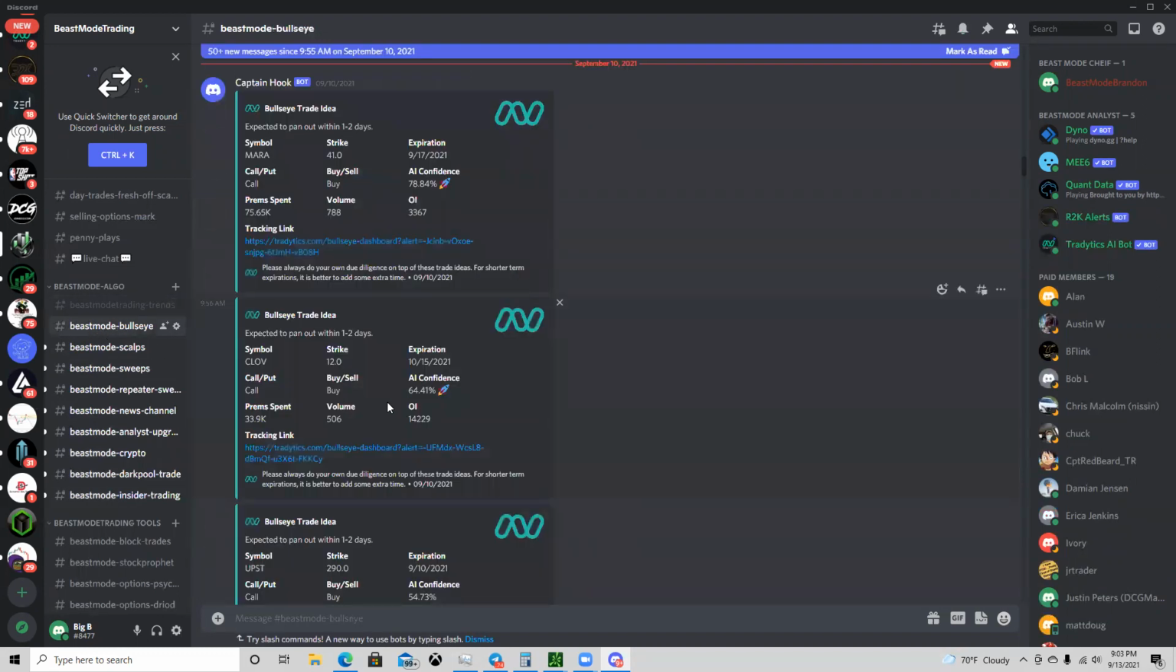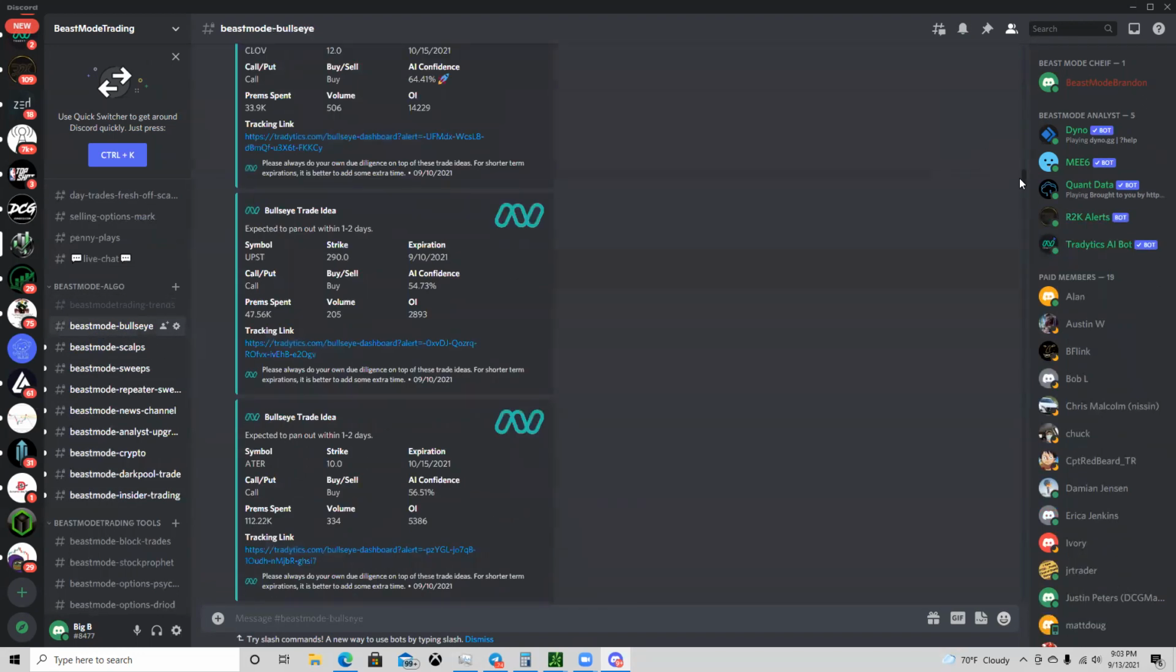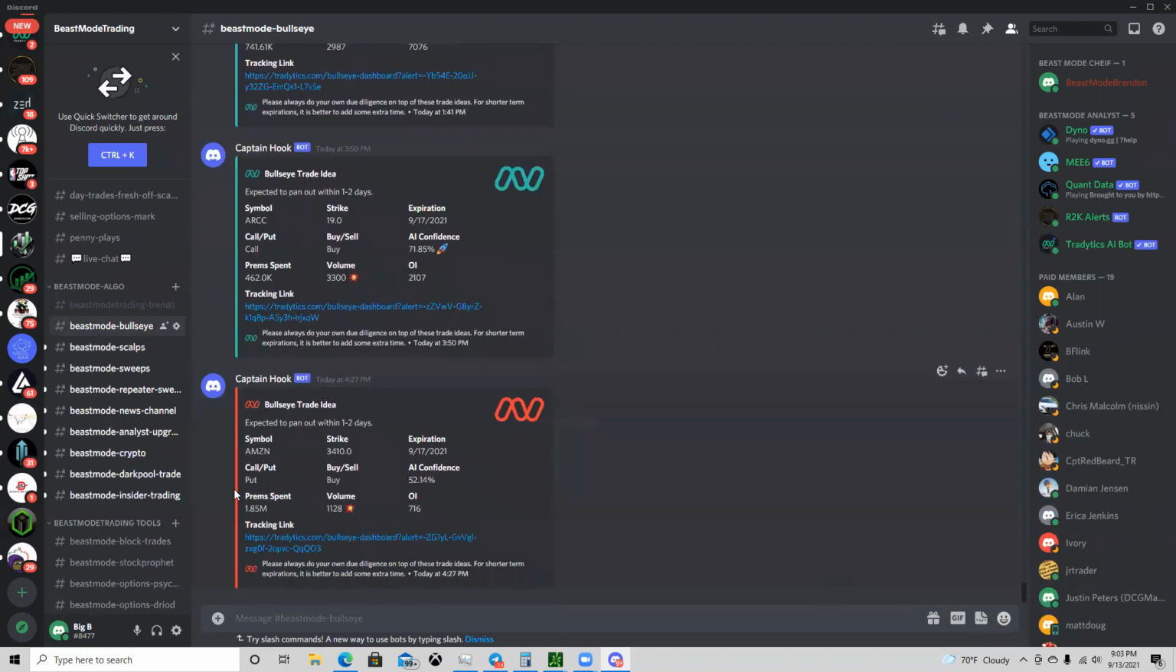Beast Mode Bullseye. It's a scanner. I'll mark all these. Go right down here to the bottom. This is a scanner. The red means it's puts. The blues means it's calls. Pretty self-explanatory. The Beast Mode Bullseye is a day trade idea expected to pan out in 1 to 2 days. It's a custom algorithm. It tells you the symbol, Amazon, the strike, 34.10 puts, the expiration. The confidence says 52.4. I wouldn't take this trade.